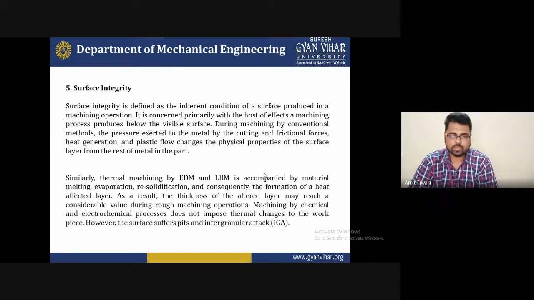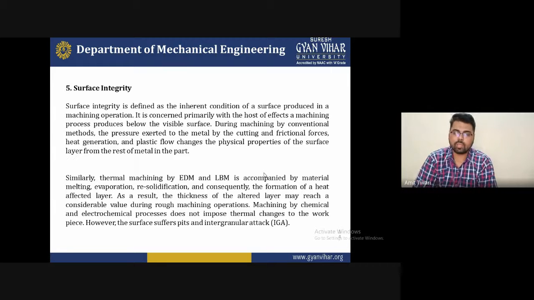Fifth one is surface integrity. Surface integrity can be defined as the inherited conditions of a surface produced in a machining operation. It is concerned primarily with the host of effects machining processes produce below the visible surface.